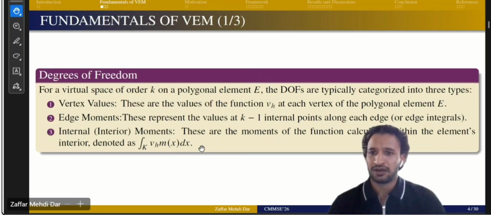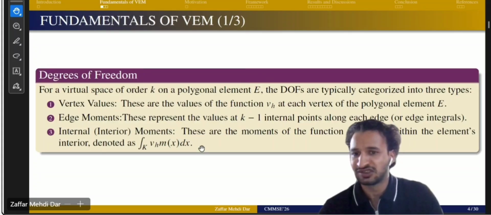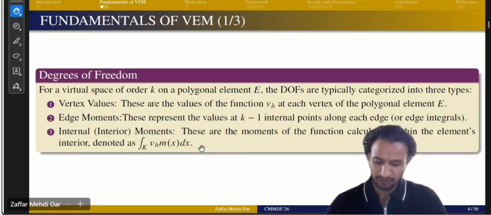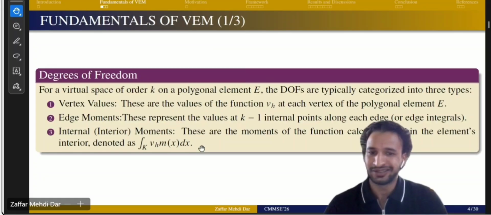Basically, the virtual element method has some advantages over the existing numerical methods, and it is relatively new, so we can utilize it for different sets of PDEs.